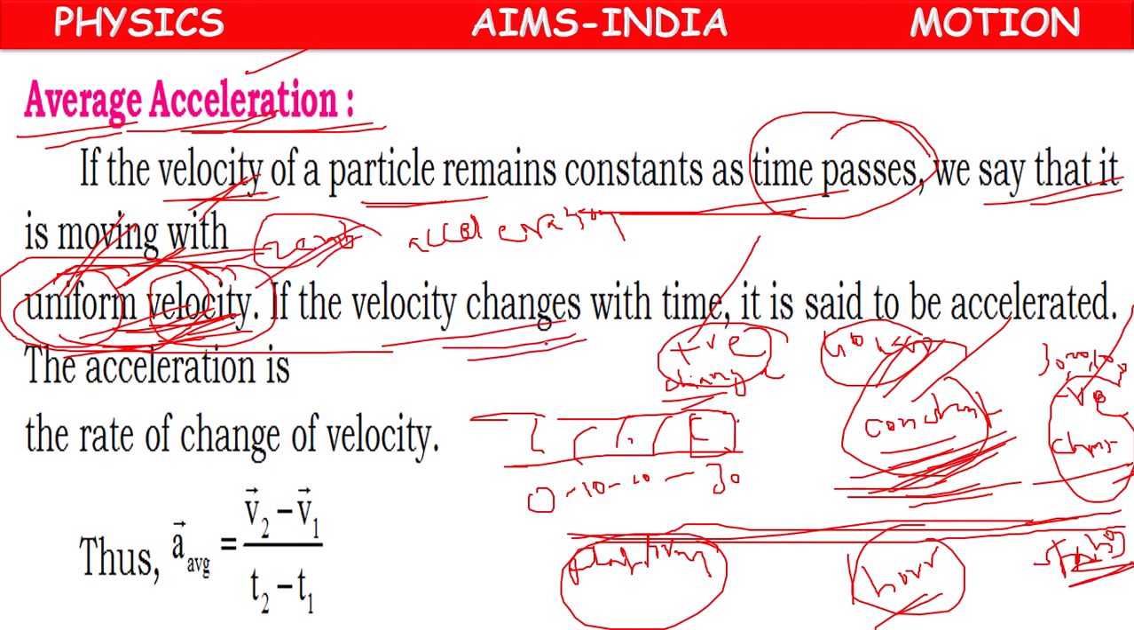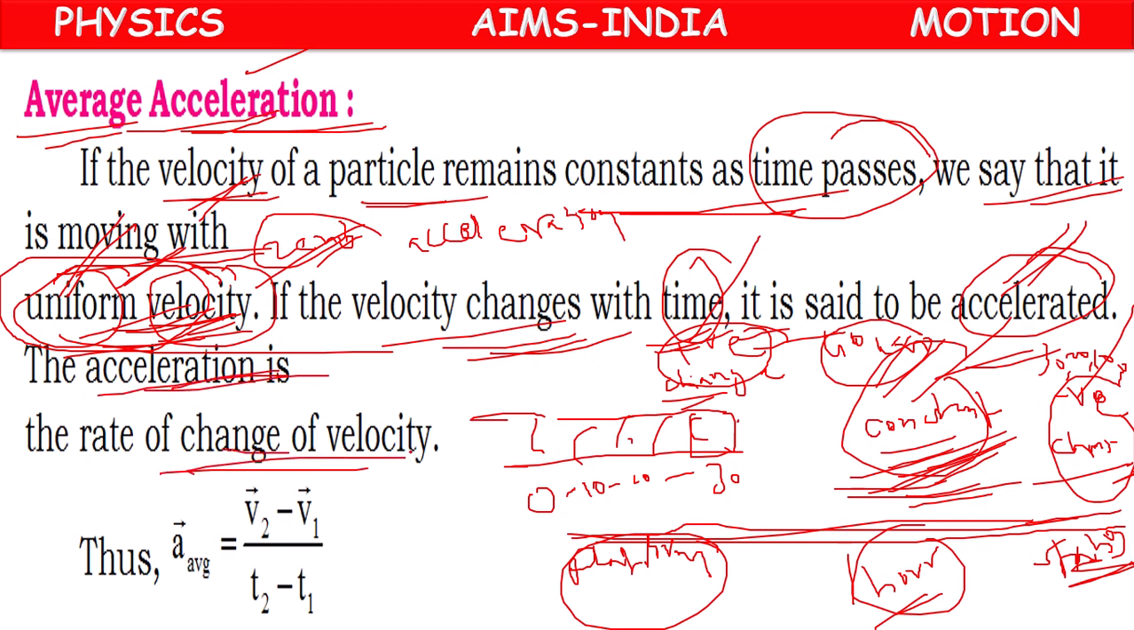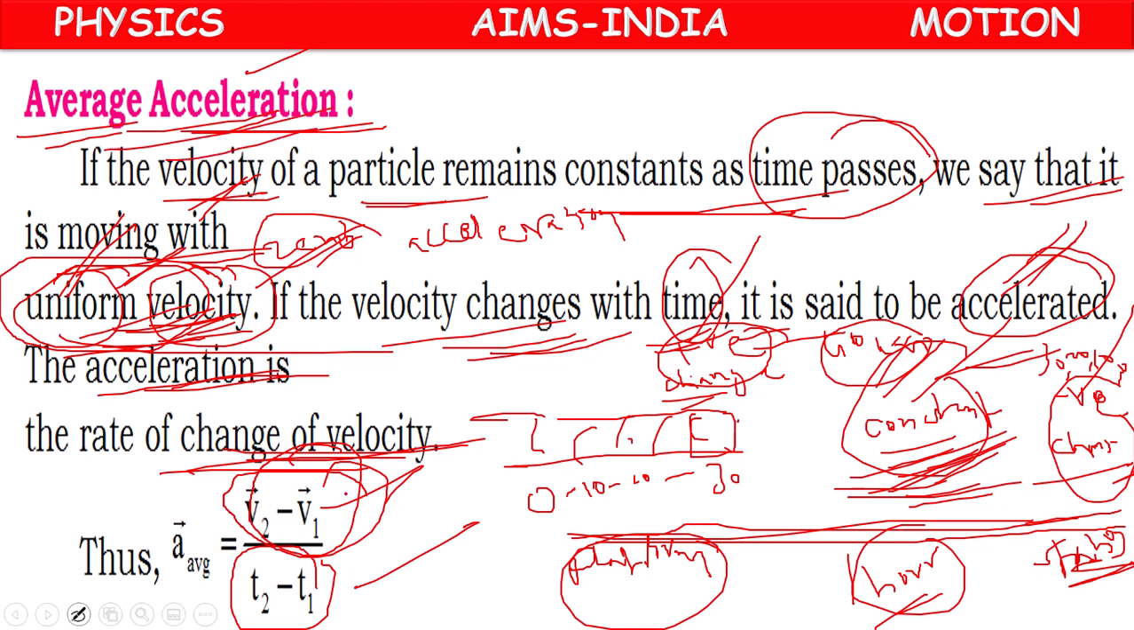Suppose the velocity changes with time, we can tell that the object is accelerated. So acceleration means rate of change of velocity: in how much time, how much velocity changed. That ratio is called average acceleration or acceleration. Relating to time, if we compare, that is called rate of change of velocity, and it is called acceleration.